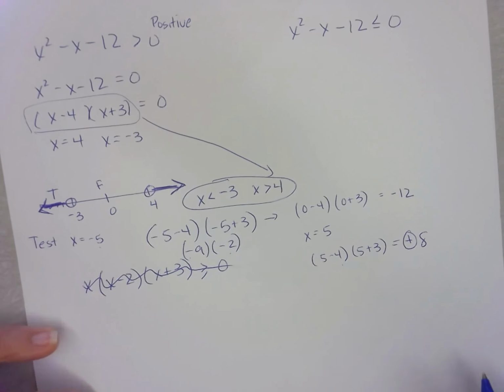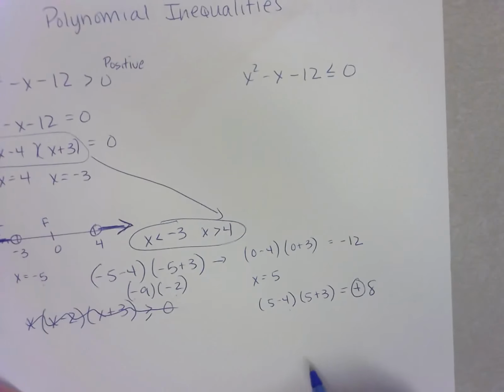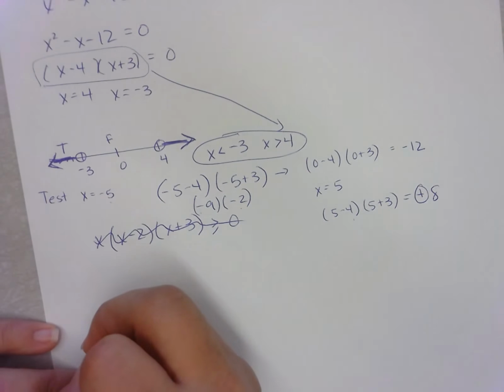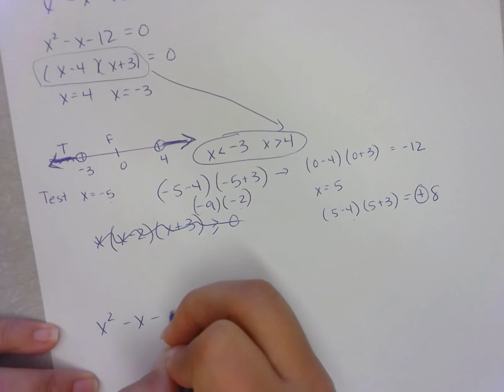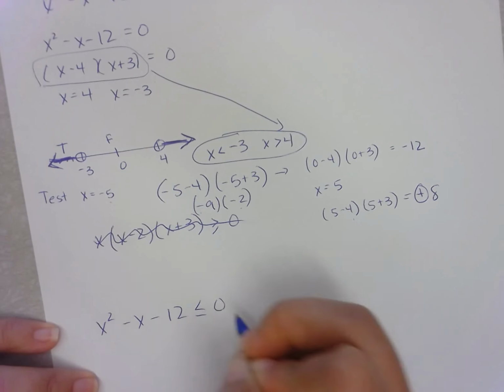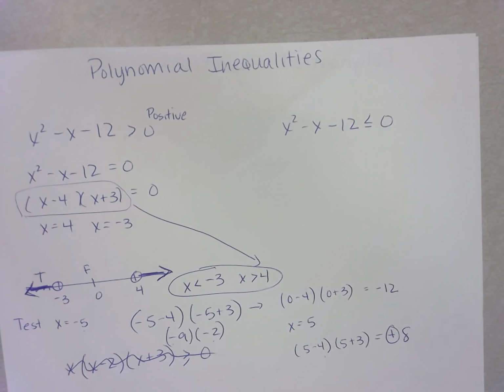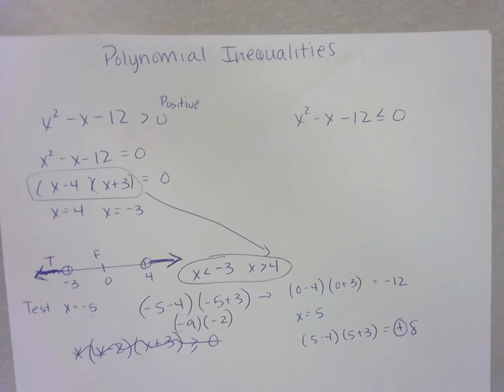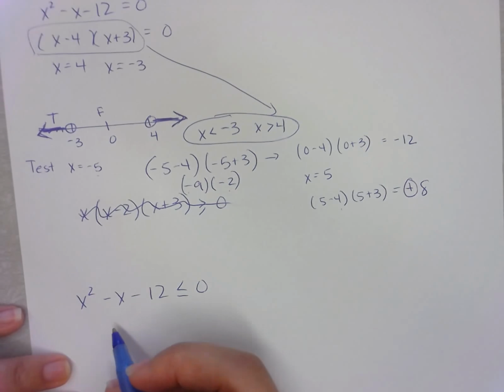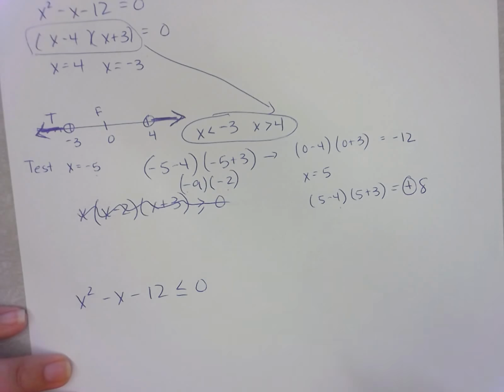All right, I didn't plan very well here, so let me write this one that I have written up here instead. So let's see what happens if I just have the less than or equal to. Up here we solved the same quadratic that was greater than 0. Here I have the same quadratic, but this time less than or equal to 0.